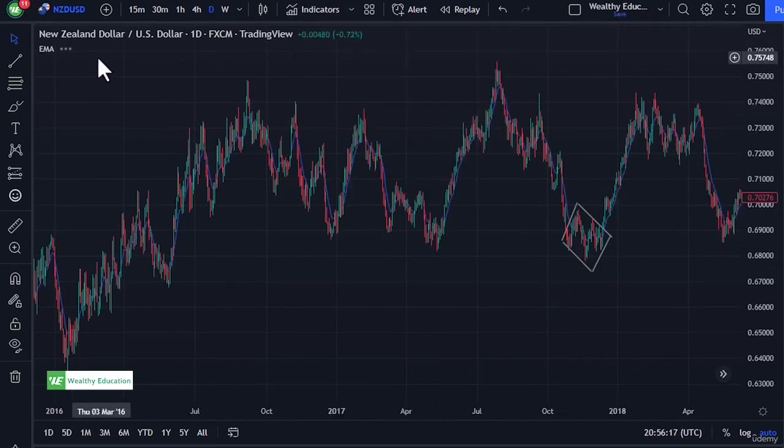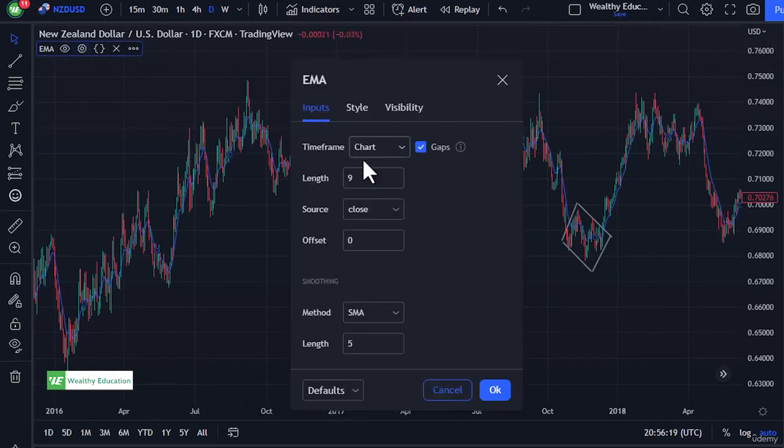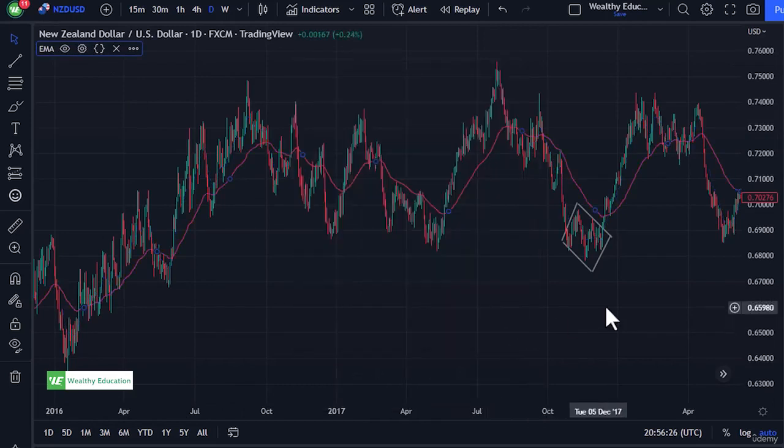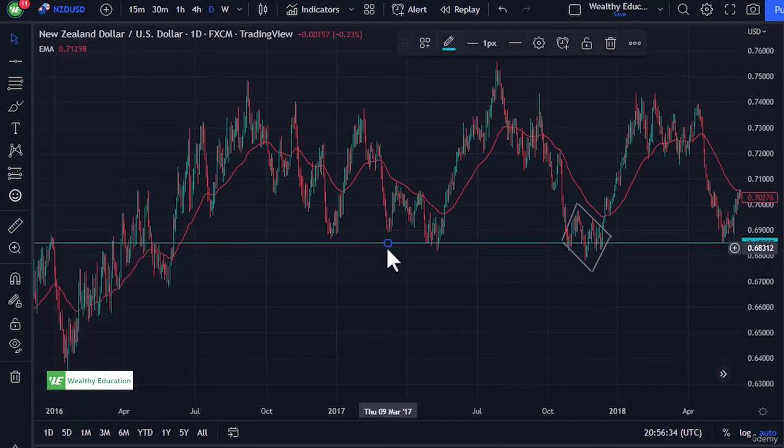So let's go ahead and put the moving average on. In this case, we'll do the 50 again because it is the daily chart. You can see that we broke above here, broke above the 50. That was another reason. Again, the 68 cents level seems to be important in this chart.